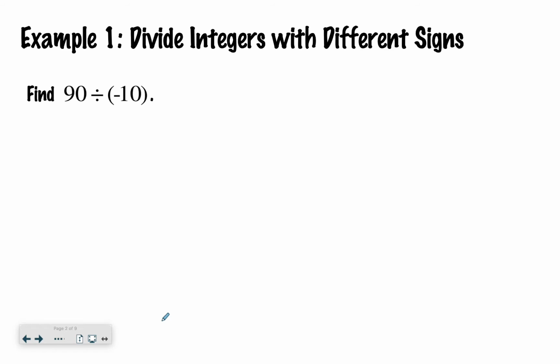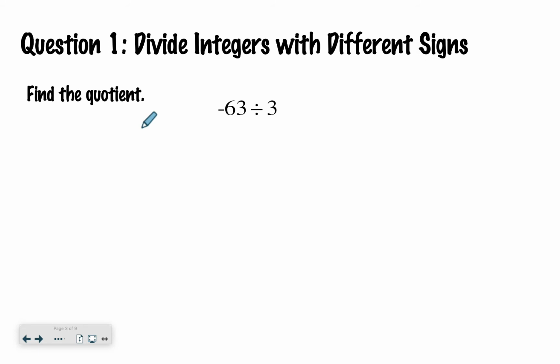So if we are trying to find 90 divided by negative 10, I see positive divided by negative tells me that I'm going to have a negative answer. And 90 divided by 10 is just 9. So my answer would be negative 9. Okay? How about you find the quotient for this problem? Negative 63 divided by 3. Good luck.